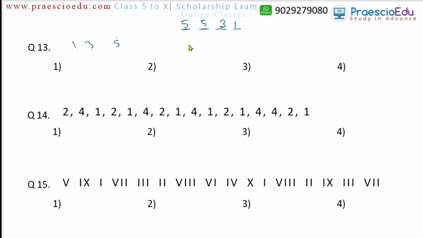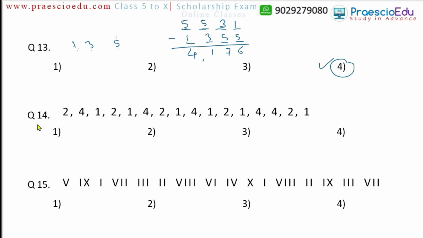Then the smaller one. For the smaller one, we can repeat the 5 two times, but the 1 and the 3 only one time each. So for the smaller four-digit number, the smaller one is 1, then 3, and then 5 repeated two times. So the difference has to be calculated. If you calculate the difference, we get 4176. So this is mentioned in option number 4. So 4 is the correct option.